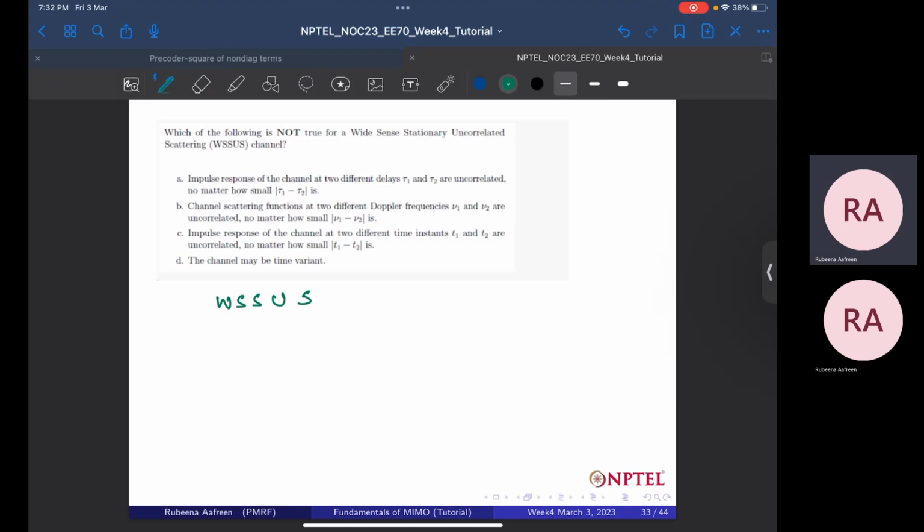So this is a combination of two processes. One is wide sense stationary, and the other one is uncorrelated scattering. Okay, so now we will see it one by one.